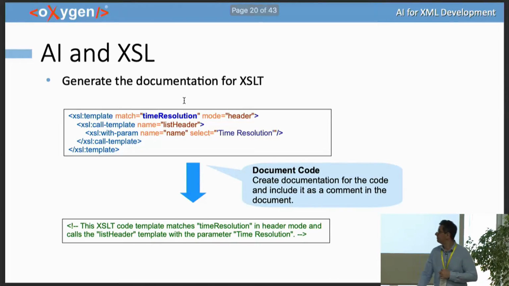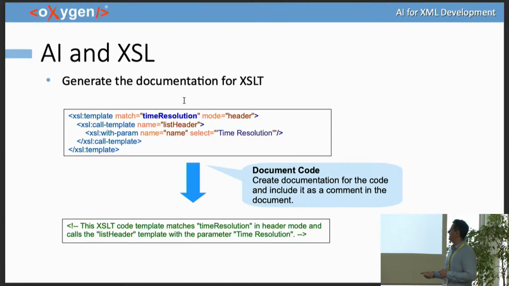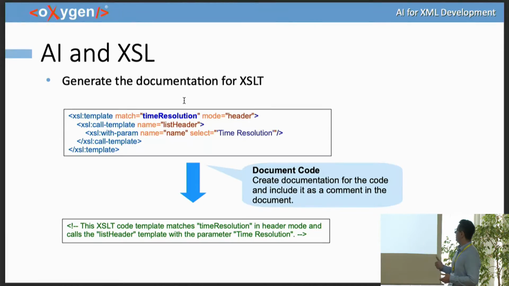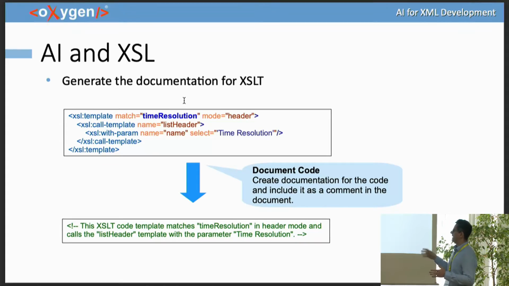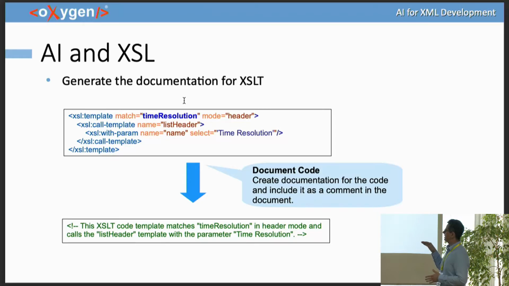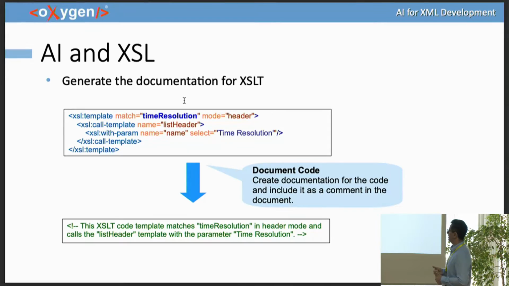And here's an example. So we can say that we have a template and we want to document this code. So you can ask AI to create a documentation for the code and include it as a comment. And this will explain exactly that this is a template and has a match, has a header mode, and then calls another template with a select that is a time resolution.